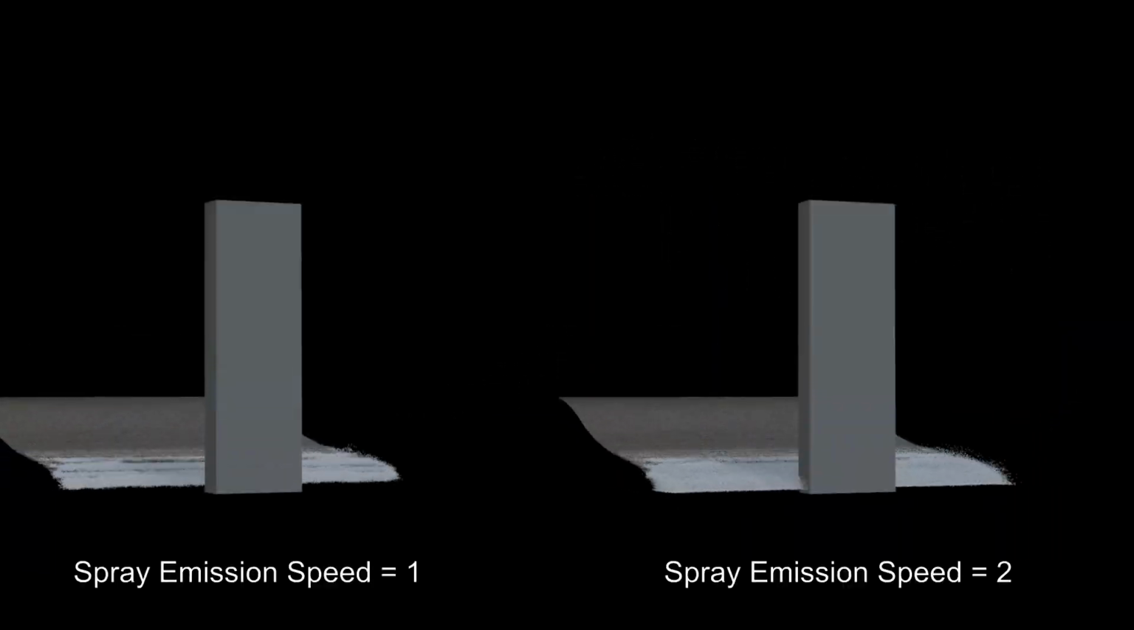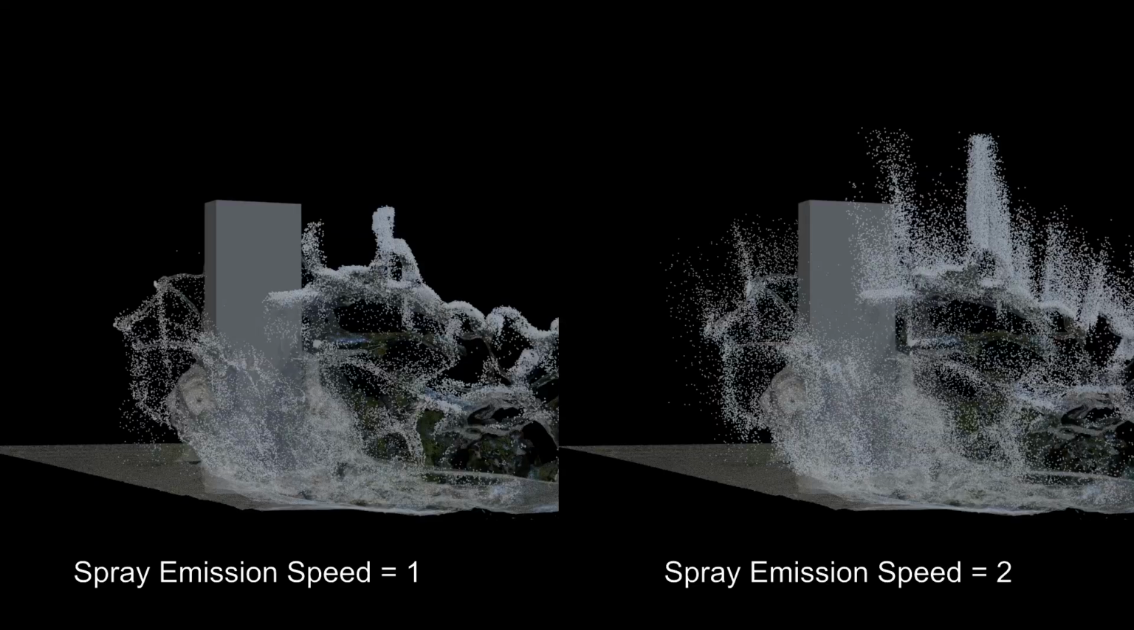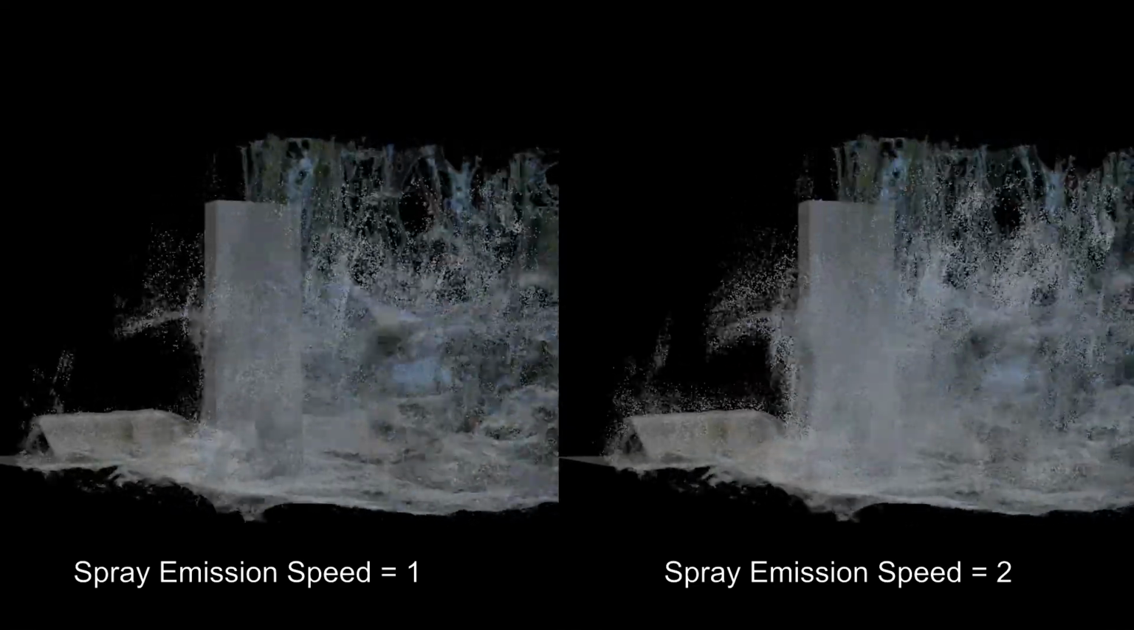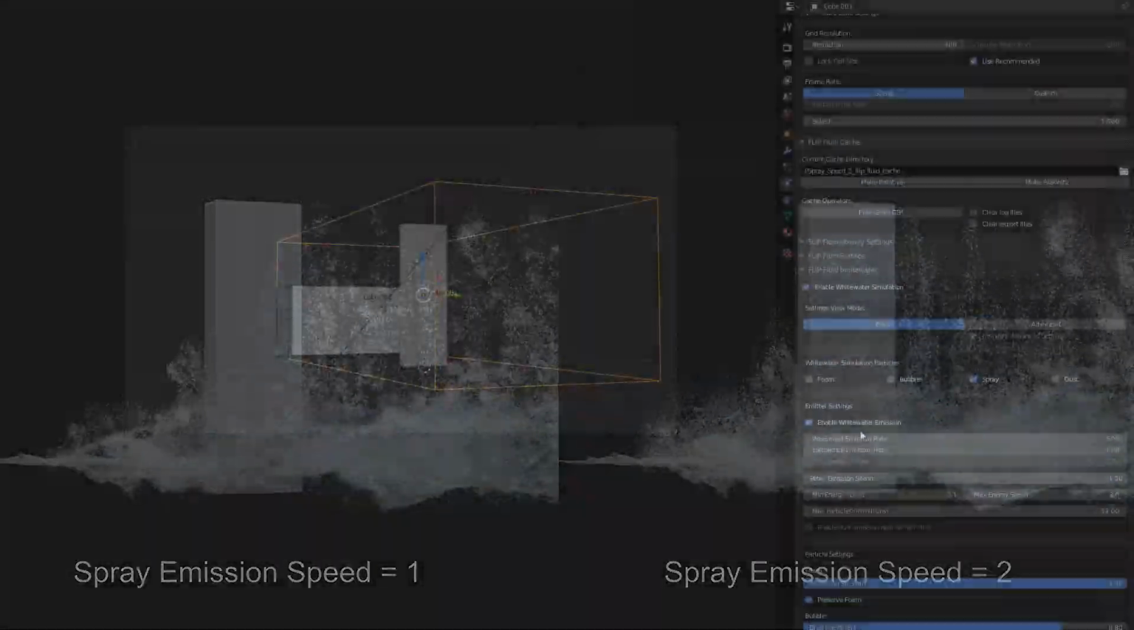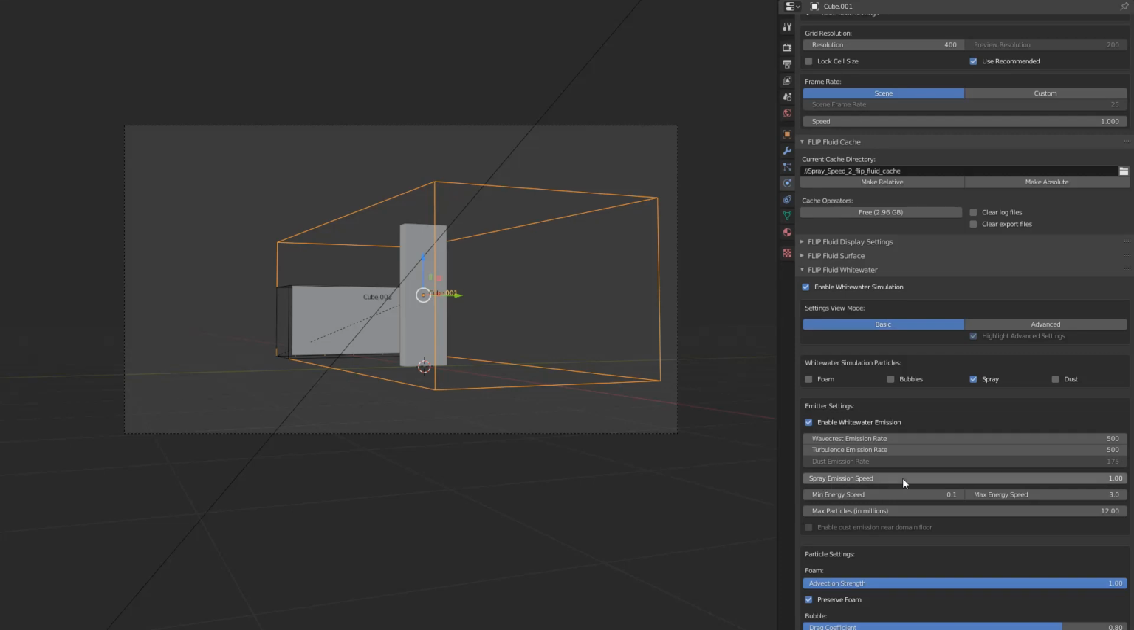Another great improvement is to be able to set a speed for spray particles. So if these spray particles are not flying far enough, you can increase the speed for spray emission and your spray will get an extra boost. To use spray speed, take a look at the emitter settings.